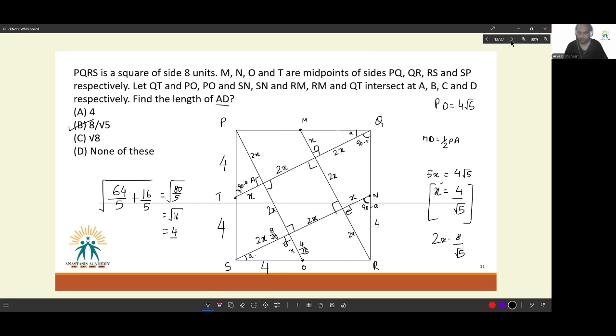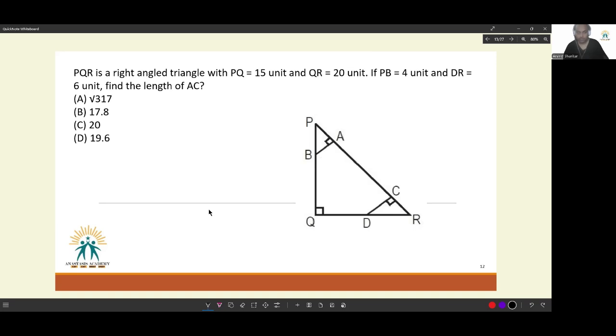Okay. Next one: PQR is a right angled triangle with PQ equal to 15 and QR equal to 20 and PB is equal to 4 units. This length is 15. This length is 20. So this length here will be 25.